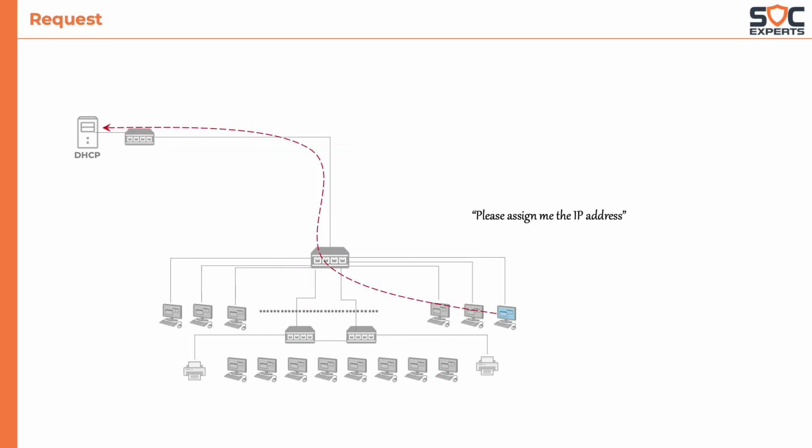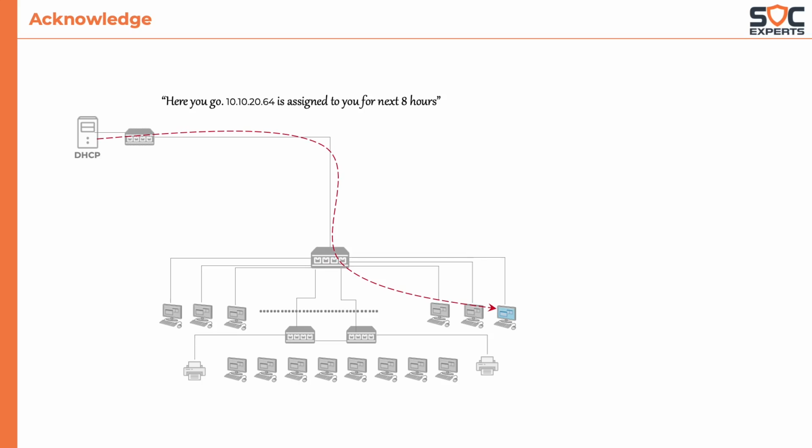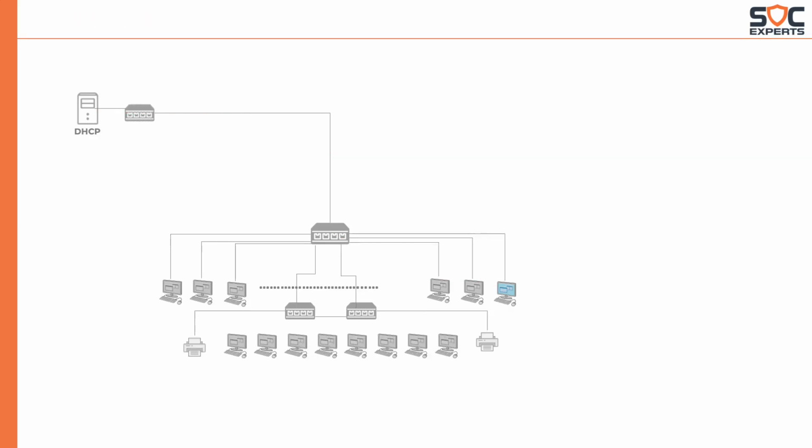So after receiving the offer, the client requests the IP address directly with the DHCP server. Finally, the DHCP server assigns the IP address through the acknowledgement phase.